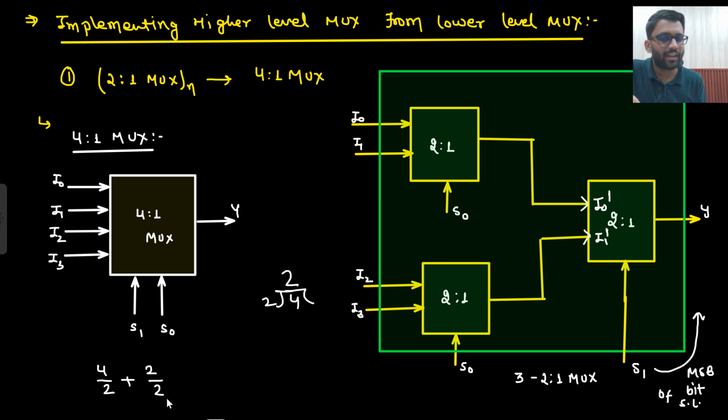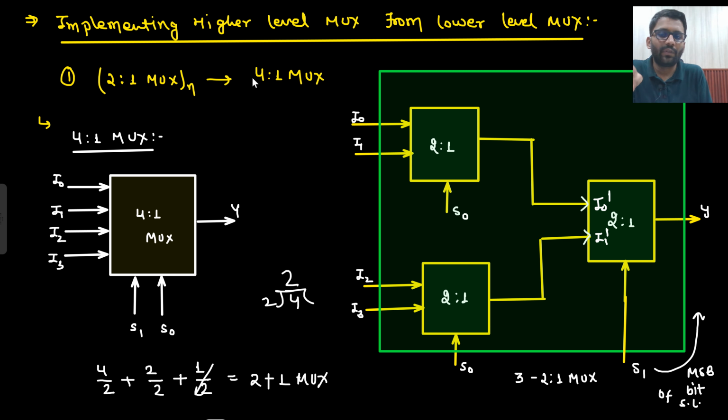Now this 2 can again be divided by 2. What will you get? 1. 1 cannot be divided further, so forget about this one. Just as you get 1 in your answer, you need to stop there. So 1 you will not write. Basically 2 by 2 is 1, so stop there. So 4 by 2 is 2 plus 2 by 2 is 1. That's it. 3 muxes are required.